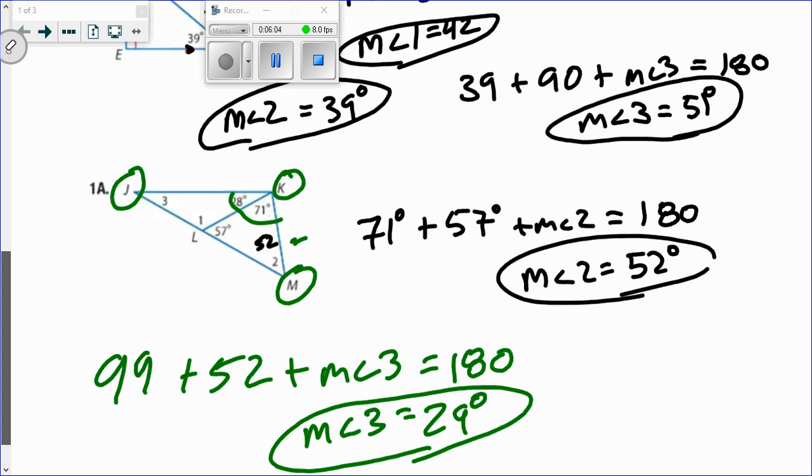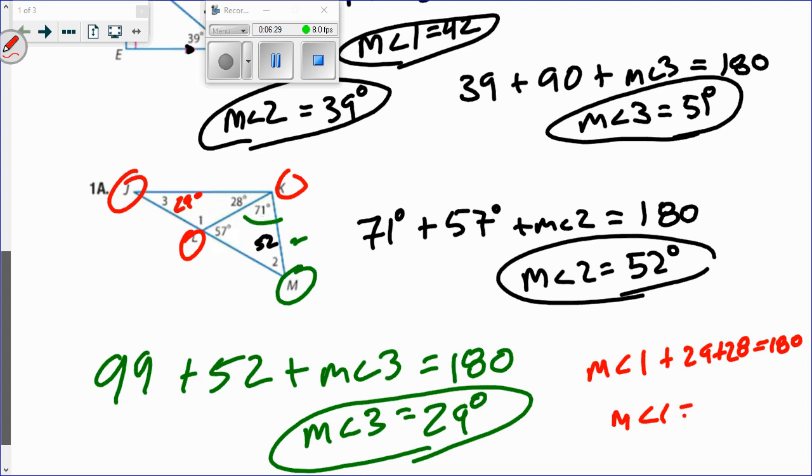Now we're going to break the problem down slightly smaller here. Now we're looking at triangle JKL, finding measure angle 1. We have that 3 is 29 degrees. So the measure of angle 1 plus 29 plus 28 equals 180. So we should get the measure of angle 1 is equal to 123. Got all three angle measures here now. Okay, hopefully you had some success there with that problem.